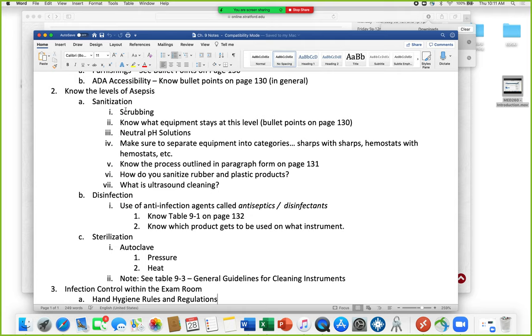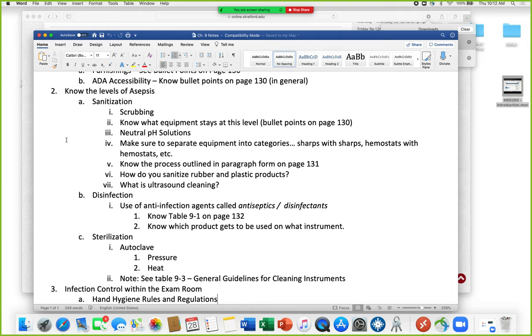So it's always sanitization first, and ultrasound is part of that level. Maybe you've seen the UV/ultrasound cleaning in a dentist office. That is at the level of sanitization. Sanitization is the lowest level of asepsis.